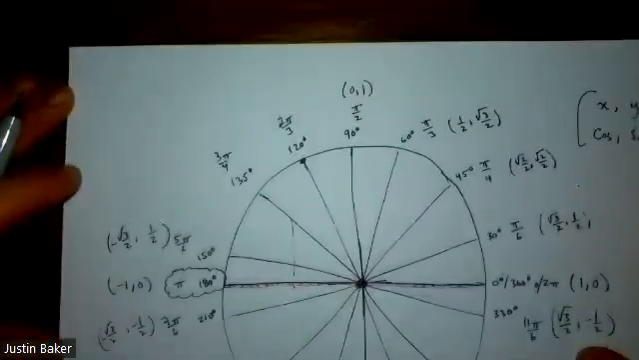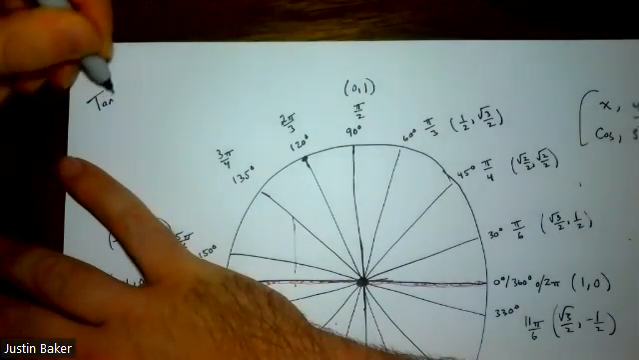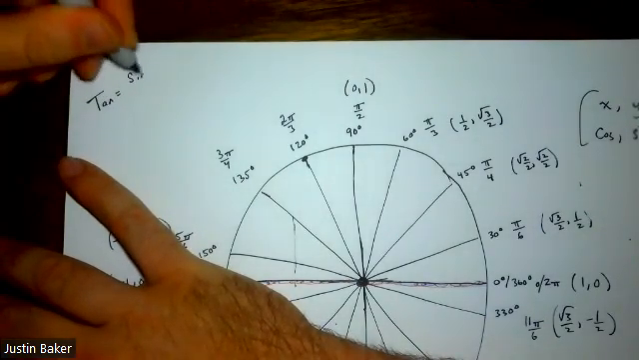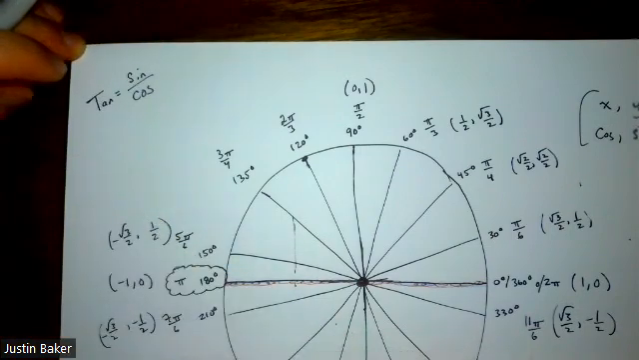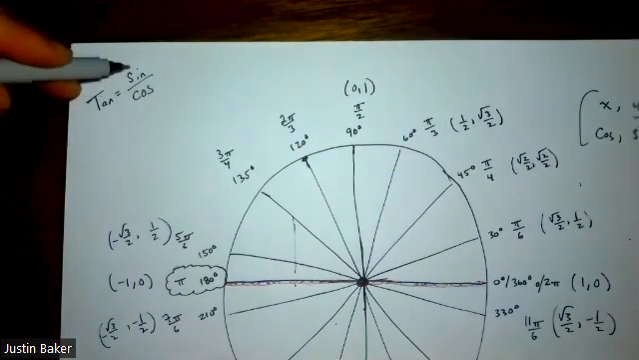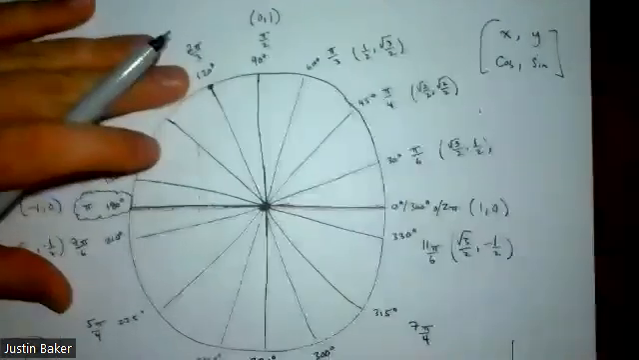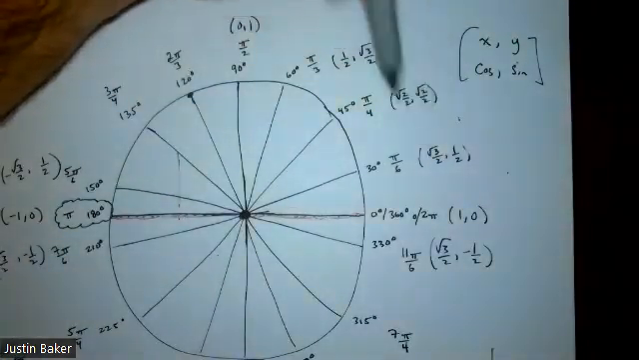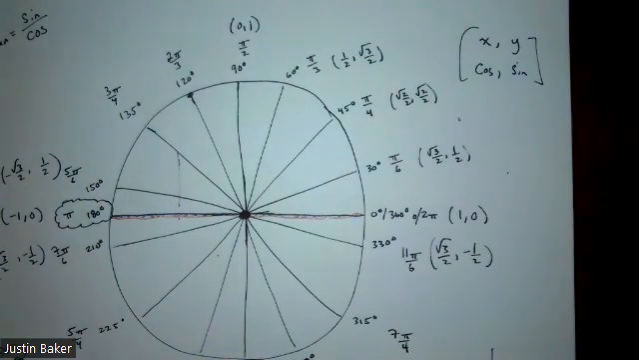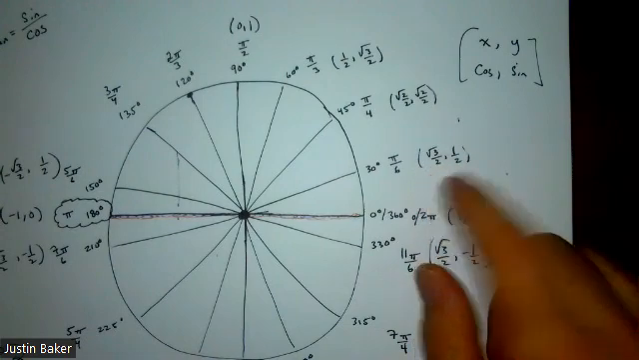All right. Something else that you need to know in trig. You need to know that tangent is equal to sine divided by cosine. Tangent is equal to sine divided by cosine. So what do we know about this unit circle? We have sine and cosine in these ordered pairs. So tangent is equal to the y value divided by the x value.